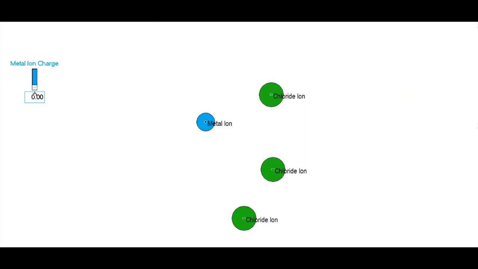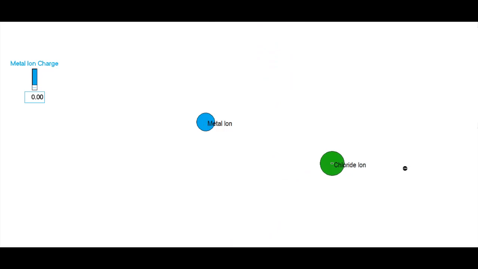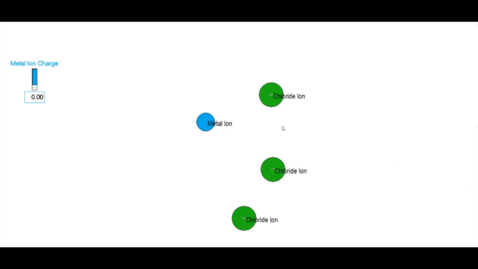If I change the charge to 0 on the metal ion, now we can see there is no bonding at all. The chloride ions are negative. Let's bring them back. There is no positive to attract them. There is no bonding possible here.